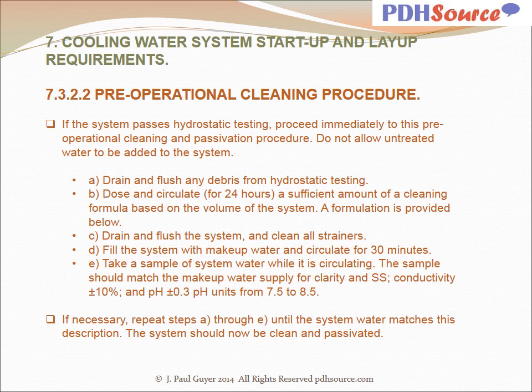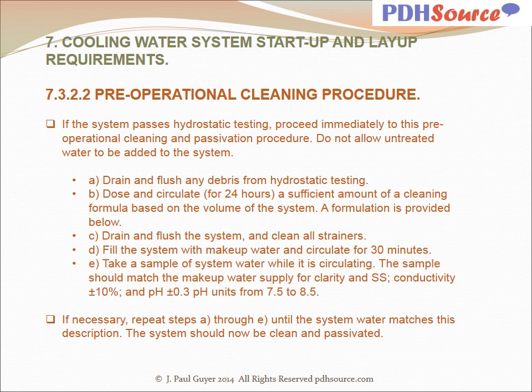Pre-operational cleaning procedure. If the system passes hydrostatic testing, proceed immediately to this pre-operational cleaning and passivation procedure. Do not allow untreated water to be added to the system. Drain and flush any debris from hydrostatic testing. Dose and circulate for 24 hours a sufficient amount of a cleaning formula based on the volume of the system. Drain and flush the system and clean all strainers.